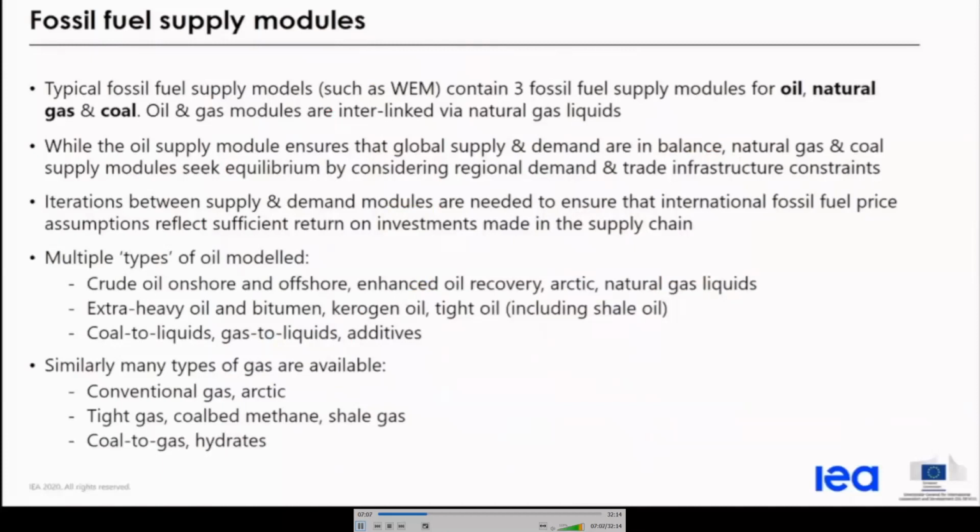Oil, as a global commodity, is treated globally, such that supply and demand are in balance. And natural gas and coal seek equilibrium in the model on a regional basis and are considered with regional demand and trade infrastructure constraints, and then the supply is equilibrated. Price iterations that we'll dive into in subsequent sections are needed to ensure that the price assumptions that are inputted into the model reflect sufficient return on investment. In the model itself, we're going to explore several of the different types of oil that are modeled, as well as several of the different types of gas that are modeled. In the next section, we'll talk a bit more on both these details.